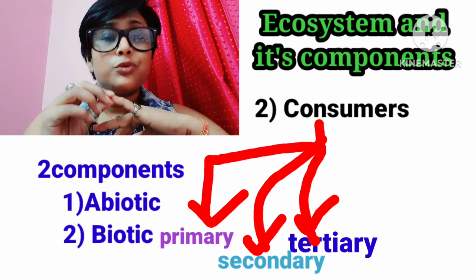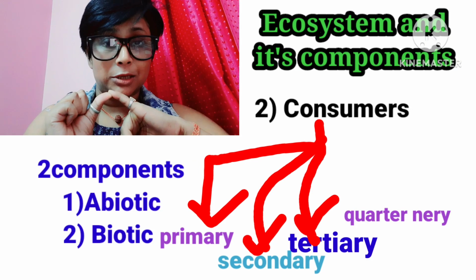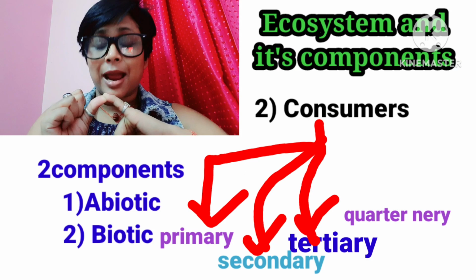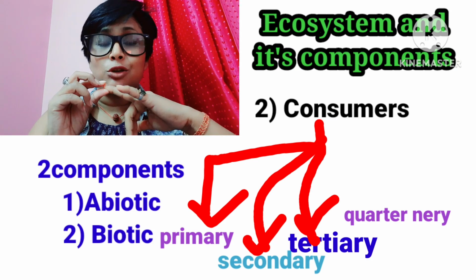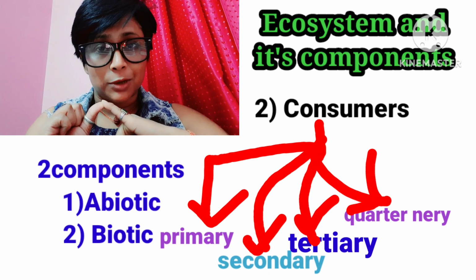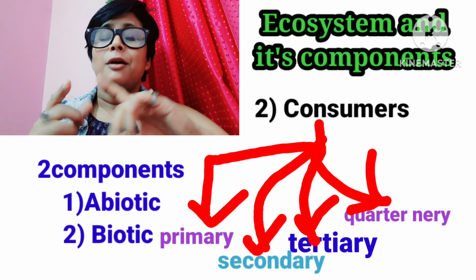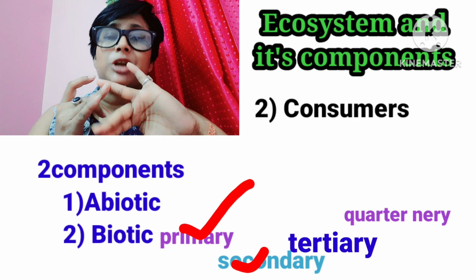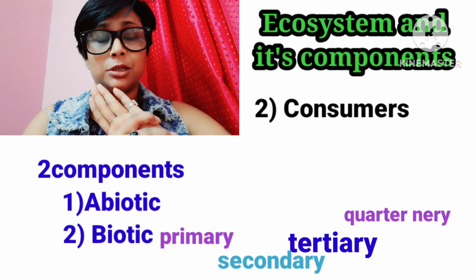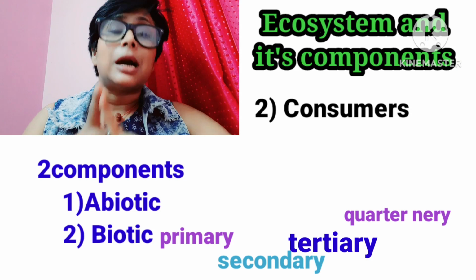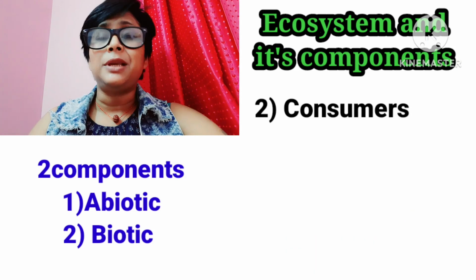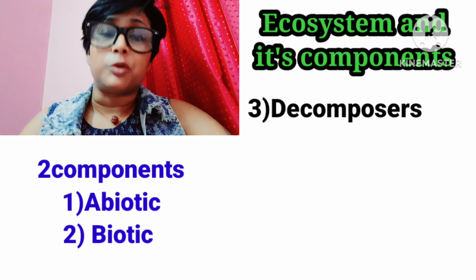And the last one is the quaternary consumers. And you can easily understand that the tertiary consumers are consumed by the quaternary consumers, right? All the primary, secondary, tertiary and quaternary are the consumers. And the last component of the biotic component of the ecosystem is the decomposers.